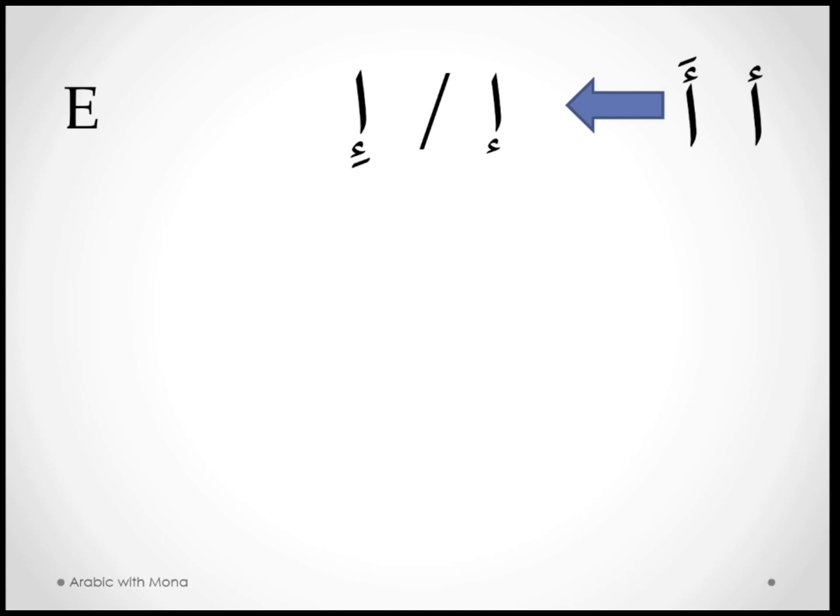And it is pronounced like E, E, E. Even when you don't write the Kasra, moving the Hamza from top to bottom is enough to know that the pronunciation is E. Okay, let's take examples on Alif Kasra.